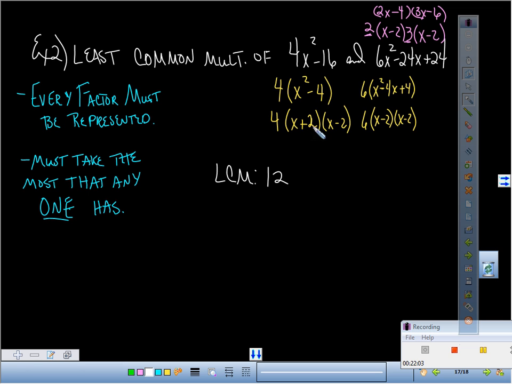Now, do I have an x plus 2 down here? Do I have an x plus 2 down here? Not yet. Not yet. So what do we need to do? Put one down there. X plus 2. Because look what it says. Every factor must be represented. So, where's my 4 and my 6? They're in that 12. I got an x plus 2. Do I have an x minus 2? Not yet, but I'm fixing to. I'm going to write it down. Okay? I got a 6. He's in the 12. Do I have an x minus 2? He has 2 of them.